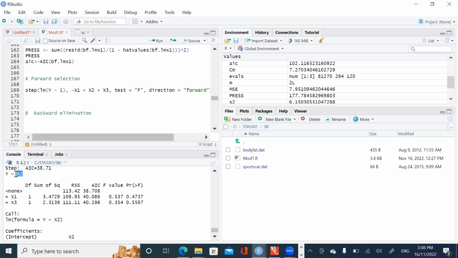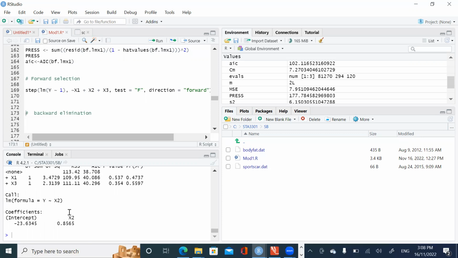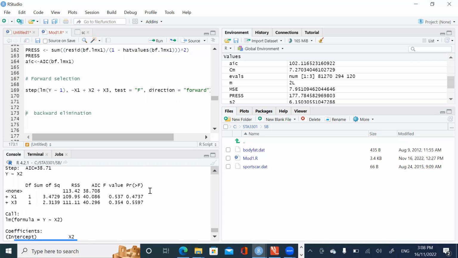Now, if you include x2, the next two variables are not significant. So finally it will conclude with a model that includes only x2. The x2 model is here. The coefficient of x2 is this, and here is beta 0. Beta 0 is negative 23.63, and the x2 coefficient is 0.85, because when x2 is included in the model, neither of the other two variables is significant. This is the forward selection.